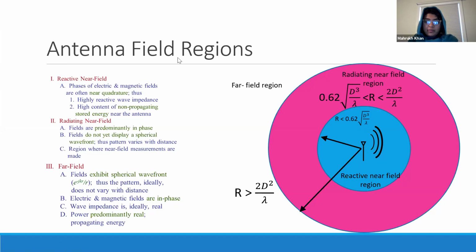Okay, let's talk about what a spherical wavefront is. I saw some of the comments in which you are saying that there is still some confusion about the lobes. We will come back to that too, but first we will cover this. Here I'm saying that fields exhibit a spherical wavefront. So what is a spherical wavefront? I just want to discuss that.